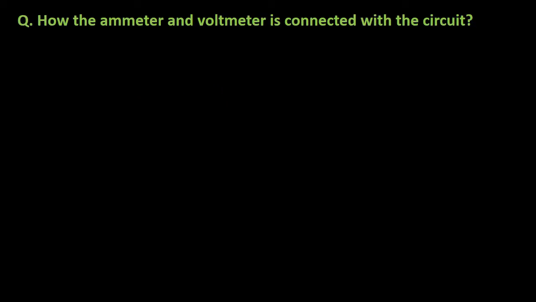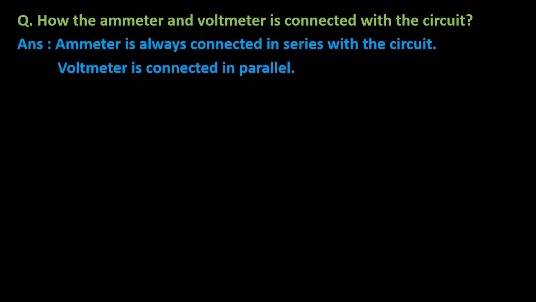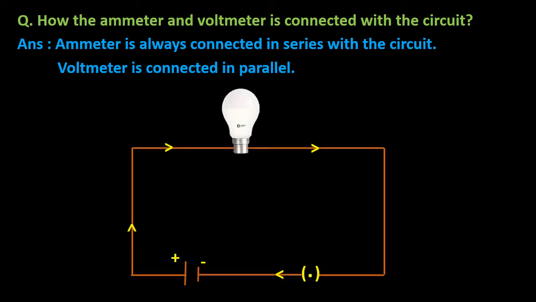Now the question is how the ammeter and the voltmeter are connected in the circuit. In the circuit, the ammeter is always connected in series while the voltmeter is connected in parallel. As we have already discussed, the ammeter is used to measure the current in the circuit and the voltmeter is used to measure potential difference. So here we consider the electric circuit. In this circuit, the current finds only one path to flow, so we can place an ammeter anywhere in this circuit to measure the current. In this way we have to place the ammeter.